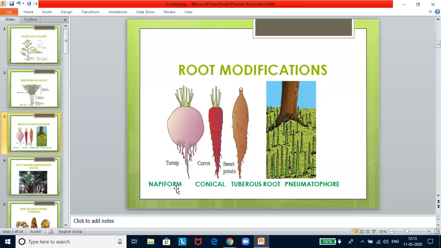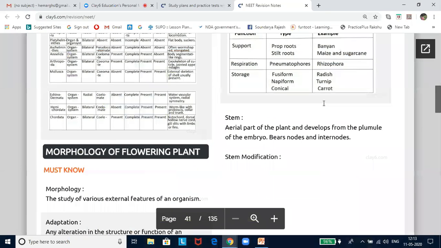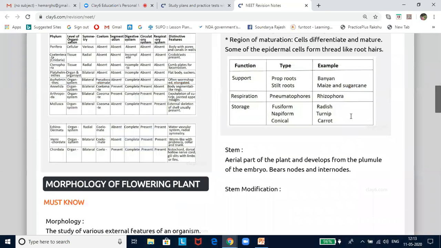One thing they can ask you is napiform, conical, tuberous roots, or fusiform. They can ask you with diagrams and ask you to identify the names. That is what they are going to ask. They will not ask you to identify turnip, carrot, sweet potato, or radish. But definitely they will ask you the name of the modification. So make a note of it. Fusiform is in radish, napiform is in turnip, conical is in carrot, tuberous roots in sweet potato. Now let us get back to the next part, that is the stem.